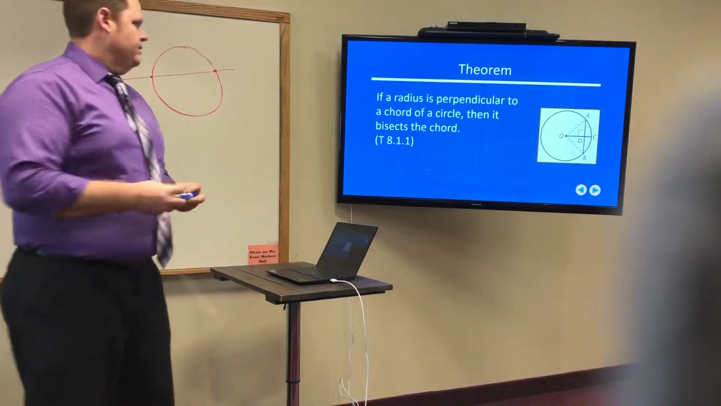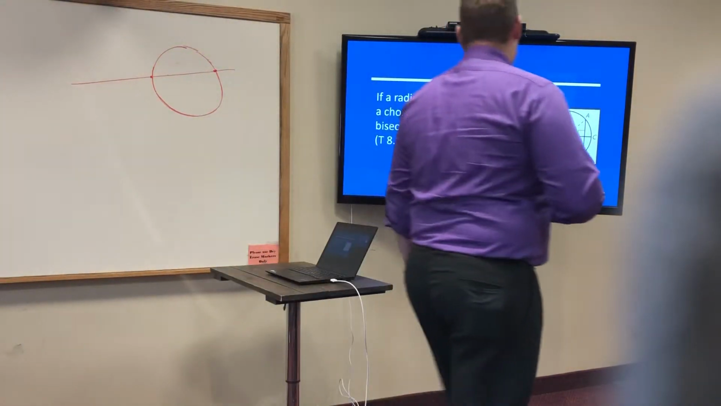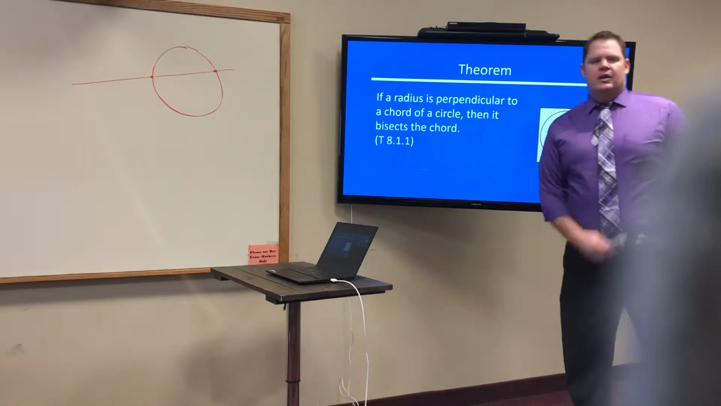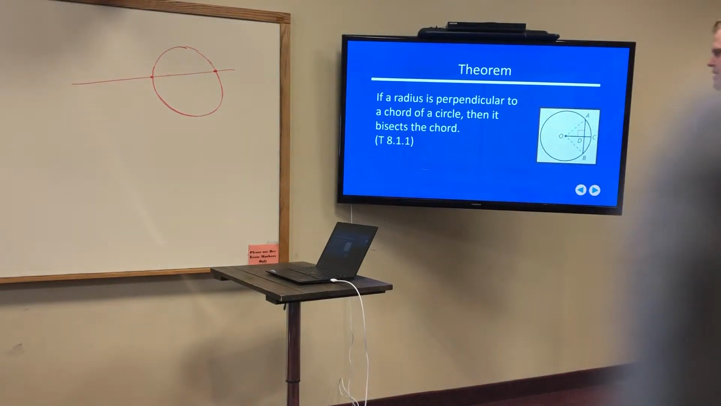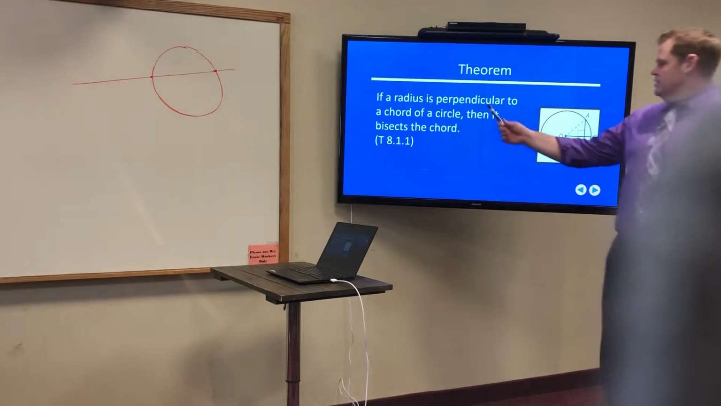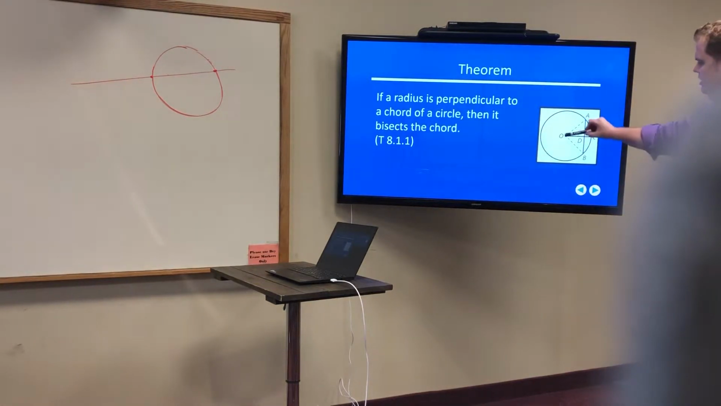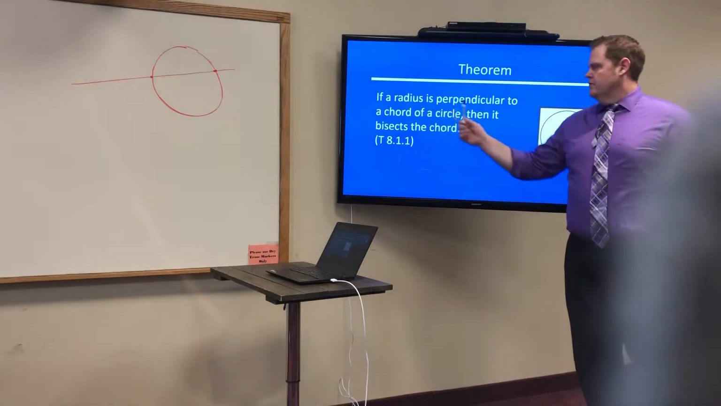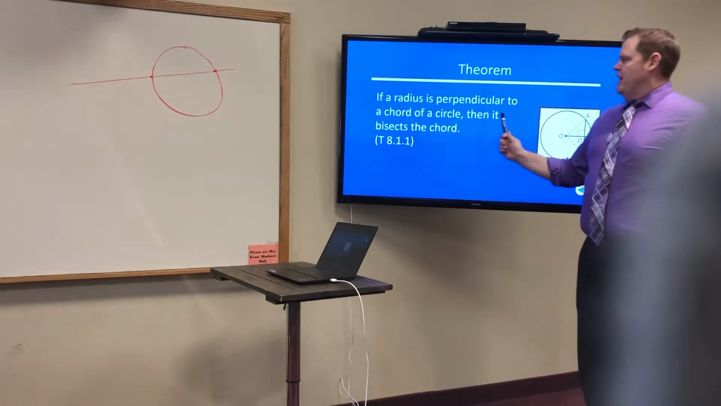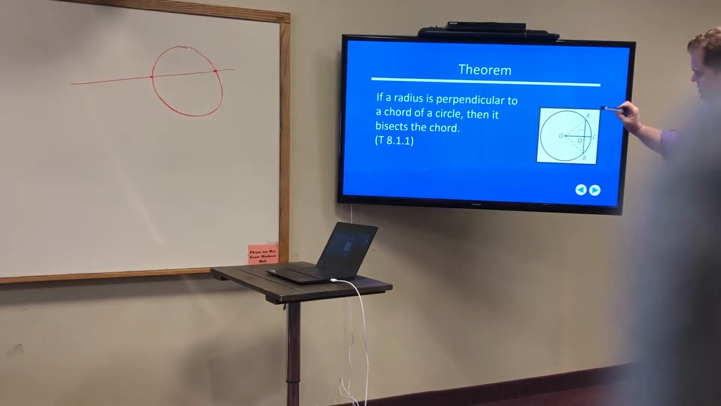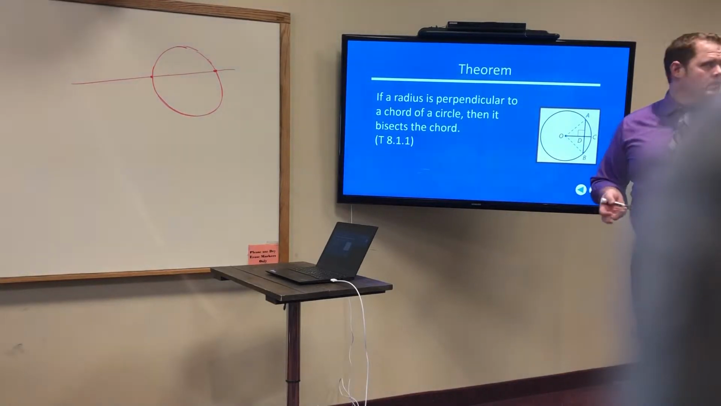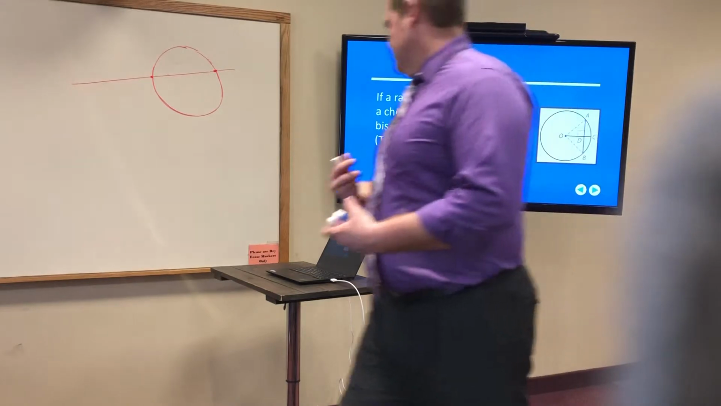All right. The first theorem that we are going to talk about. If a radius. We have to know what the word radius means. What does radius mean? It's the center point to the edge of the circle. So OC is a radius. It says if a radius is perpendicular to a chord, so here's a chord, here's a radius. If a radius is perpendicular to a chord of a circle, then it bisects the chord. In other words, if this is 90 degrees, then these two are going to be what? They're going to be equal. So that is important to know. It's a very simple concept.